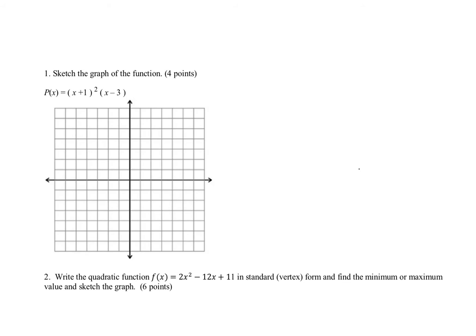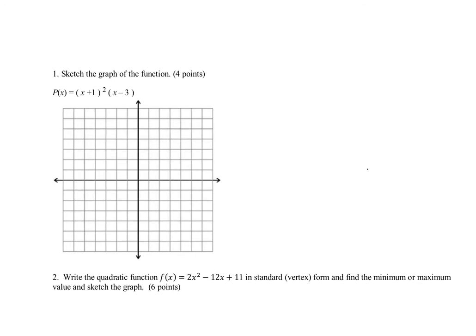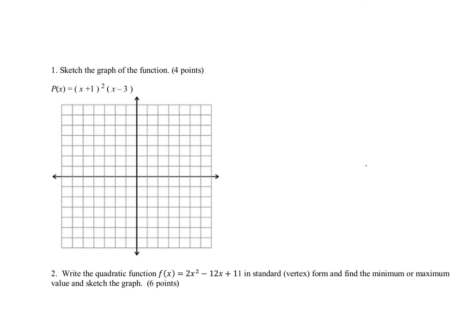This is the Unit 2 practice exam for Math 1050. Question 1 is from section 3.2 where we're graphing polynomial functions. This one is already in factored form, and we want to have it in factored form so that we can find the zeros. That's where I'm going to start.